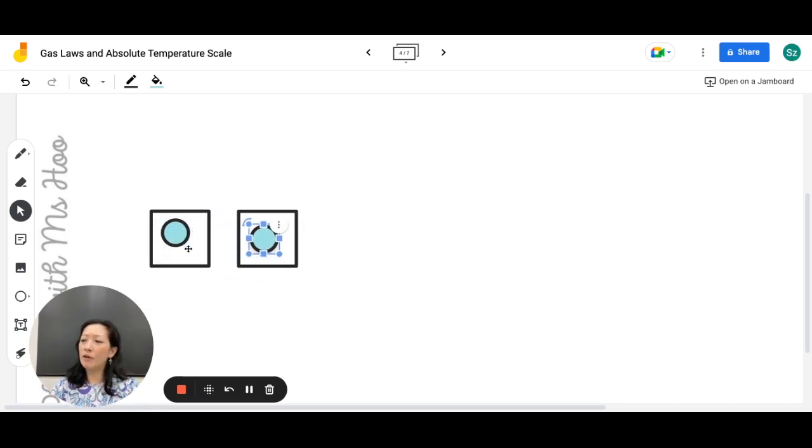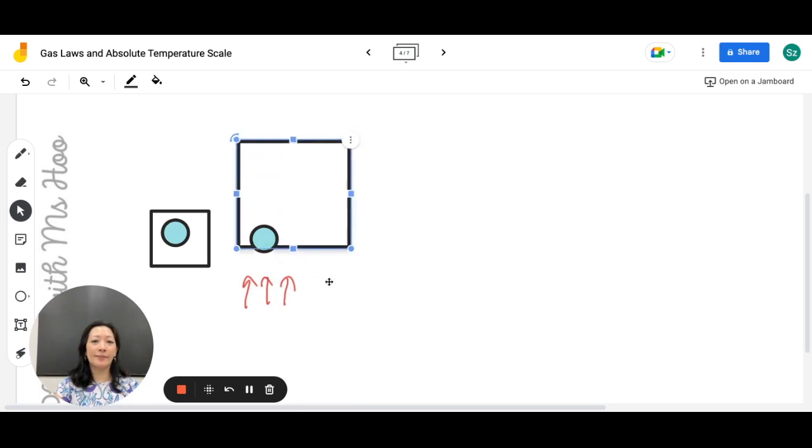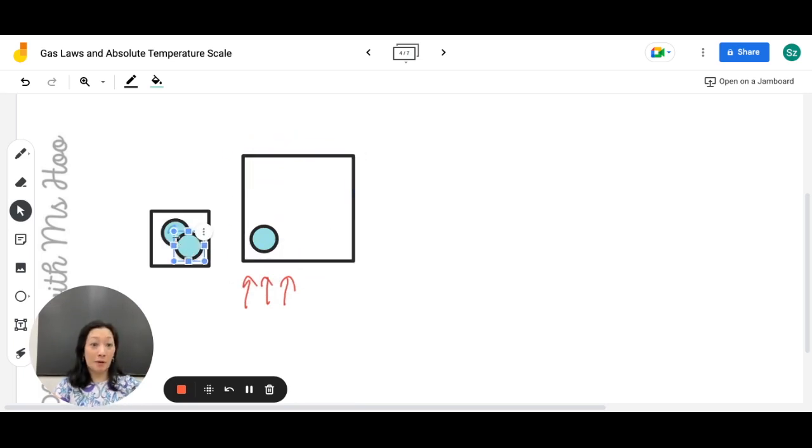And let's say now we apply heat. I want you to think now. This is like a balloon. You apply heat. What's going to happen to the volume? Is it going to stay the same? Is it going to increase or is it going to decrease? That's right. The volume is going to increase. Let me put more gas particles here because it's just one instead. So yes, the volume of the container is going to increase as you apply heat.